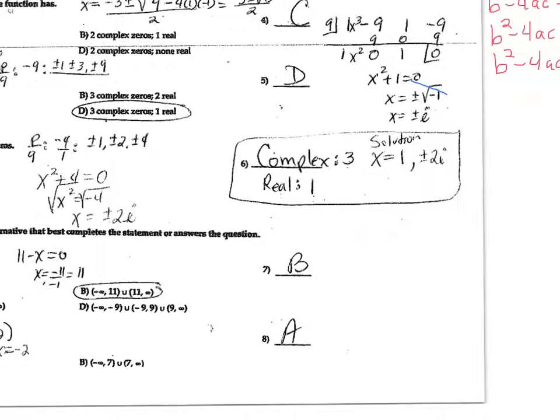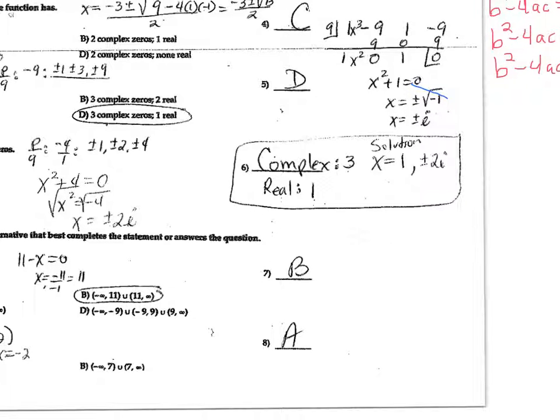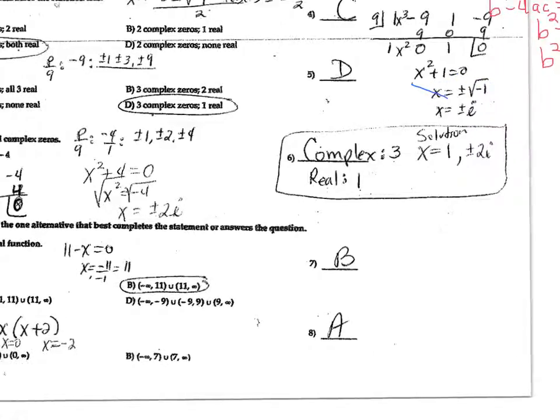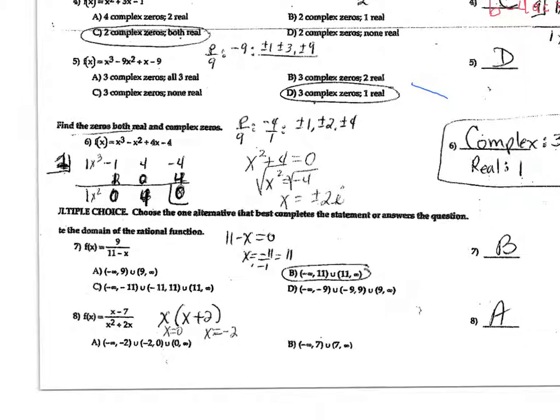I started with a positive 9. When I divide by 9, that gives me a 0. And when I get that to be 0, then it's 1, 0, 1, which is x squared plus 1 equal to 0. x equals plus or minus i. So it's 2 imaginary and 1 real solution. How many complex? 3. How many real? 1. Number 5 is D, so it's 3 and 1.